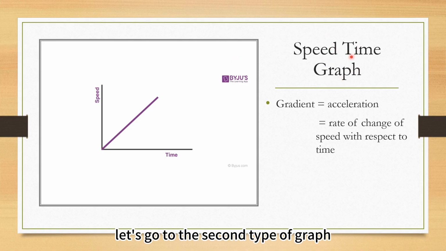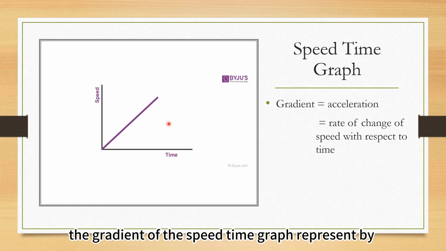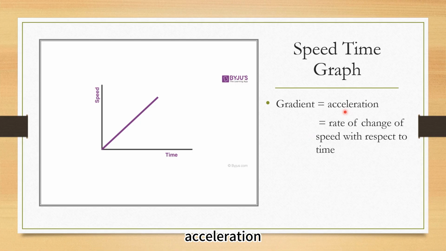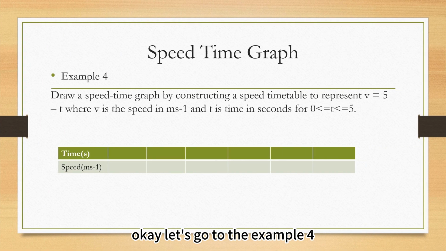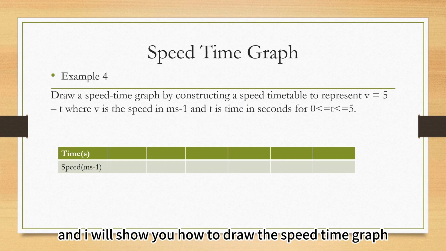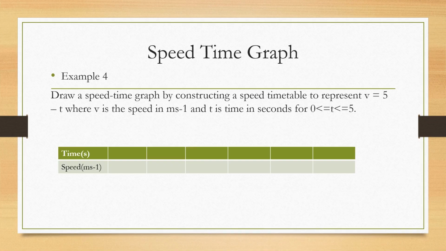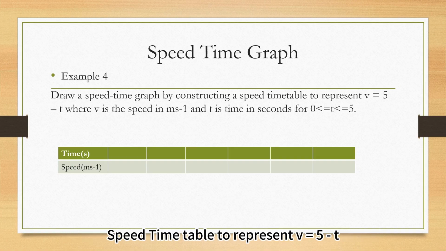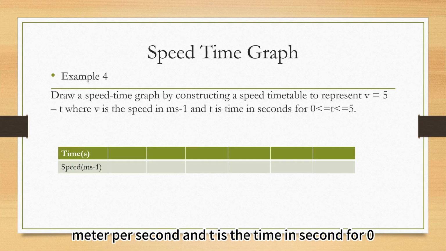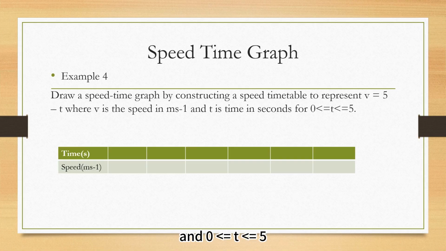Okay, now let's go to the second type of graph that you have to learn in this chapter, which is the speed time graph. The gradient of the speed time graph represents acceleration and also represents the rate of change of speed with respect to time. Let's go to example 4 and I will show you how to draw the speed time graph. Draw the speed time graph by constructing a speed time table to represent v = 5 - t, where v is the speed in meter per second and t is the time in second, and 0 ≤ t ≤ 5.